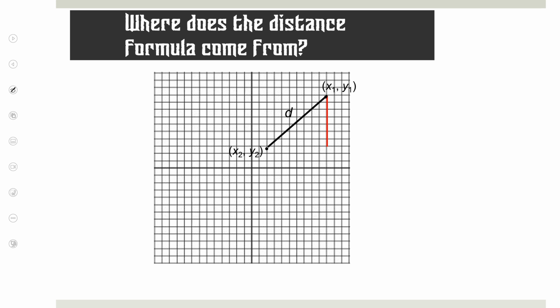Let's use the actual numbers here. 1, 2, 3, 4, 5, 6, 7, 8, 9, 10. That's at 10, y value of 10. And this is at 1, 2, 3. This is at 3. Therefore, how long would the red segment be? 7.